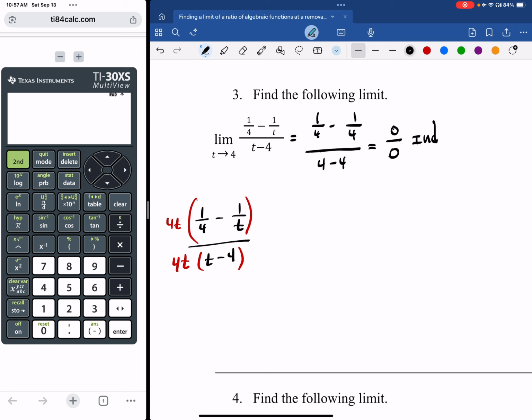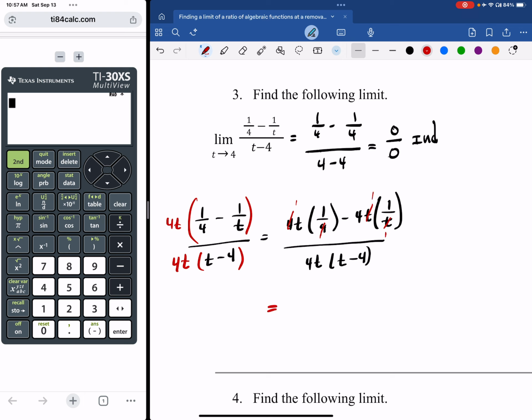I'm going to distribute in the numerator. I am not going to distribute in the denominator. So in the numerator, I'd have 4t times 1/4 minus 4t times 1 over t. In the denominator, I'm just going to leave it as 4t times t minus 4. I'm going to leave that as 2 factors. Notice in the first factor, 4t times 1/4, the 4's simplify. And in the second fraction, the 4t times 1 over t, the t's simplify.